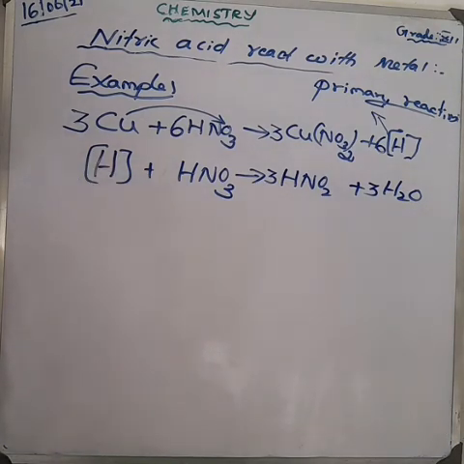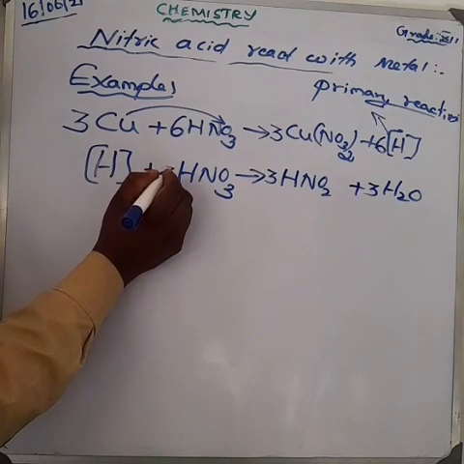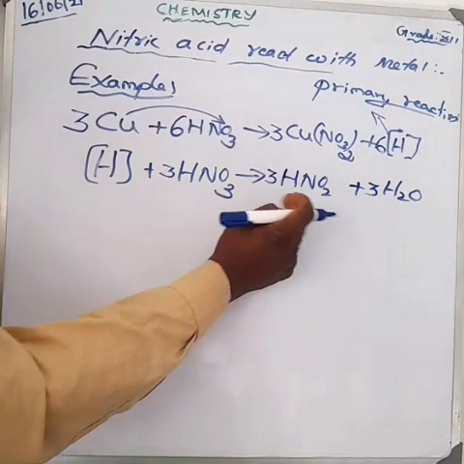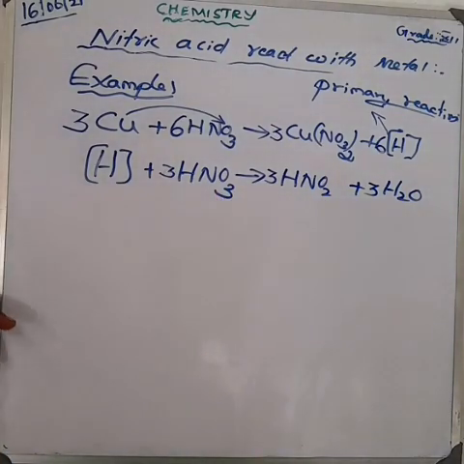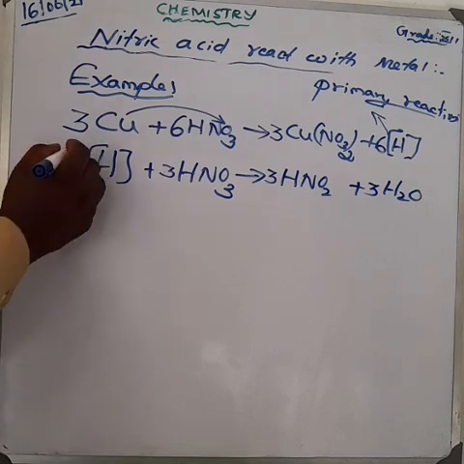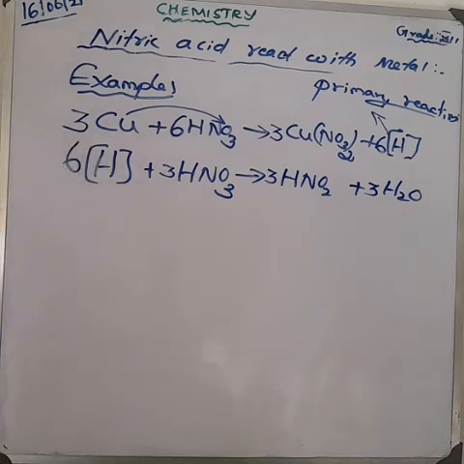What about the hydrogen? Here we have hydrogen 6 on the product side, 6 plus 3 is 9. The 9 hydrogen is on the reactant side, 3, and the remaining is 6. Am I right? 6 plus 3 is equal to 9. Now the secondary reaction is also over.